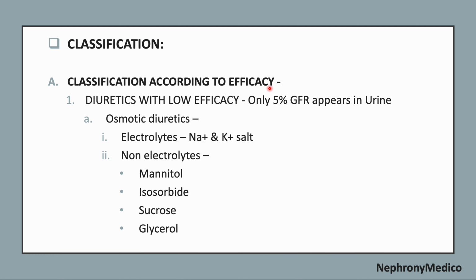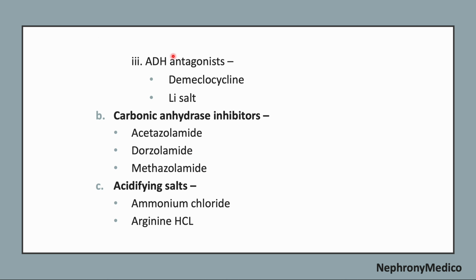Now, classification of diuretics. Classification according to efficacy. Those with low efficacy. These include osmotic diuretics with electrolytes like sodium and potassium salt, or non-electrolytes like mannitol, isosorbide, sucrose, and glycerol. ADH antagonists like demeclocycline, lithium salt. Carbonic anhydrase inhibitors like acetazolamide, dorzolamide, and methazolamide.